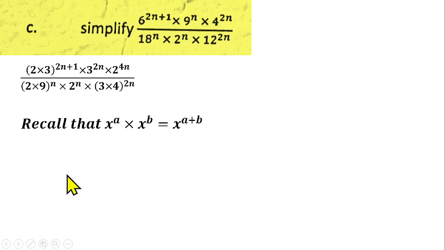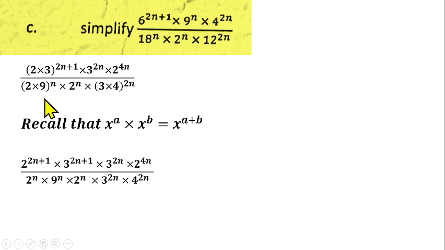So if you do that, you'll be having 2 raised to power 2n plus 1 times 3 raised to power 2n plus 1 multiplied by 3 raised to power 2n times 2 raised to power 4n over, we can do the same thing here, 2 raised to power n times 9 raised to power n times 2 raised to power n times 3 raised to power 2n times 4 raised to power 2n. Do you understand that very well?